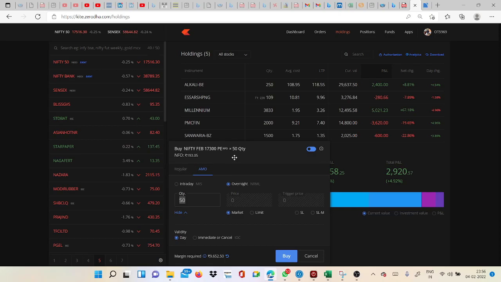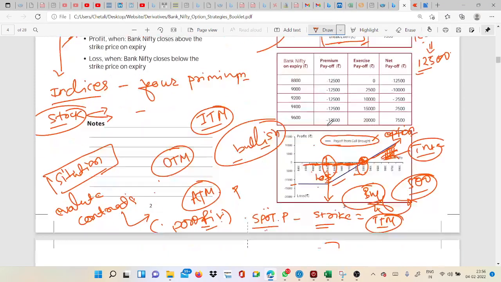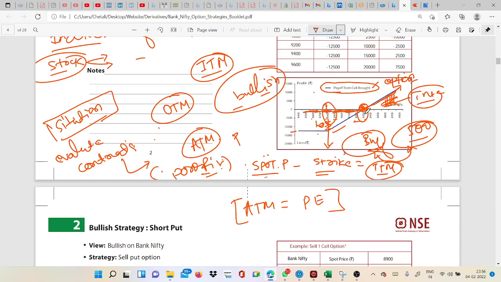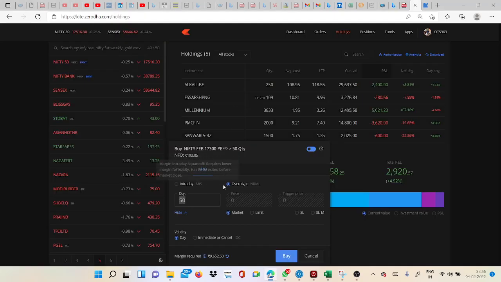For a put, here we'll first of all see, if the price moves below, in that case it will be an in the money position for a put option.